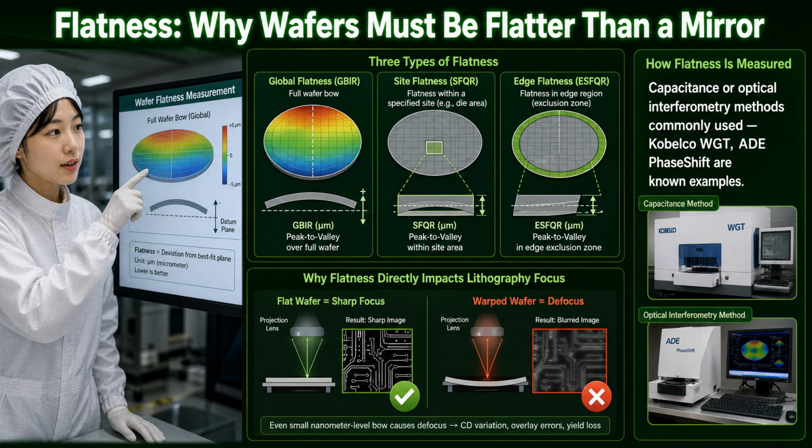Lithography equipment can only print circuits accurately at a precise focal point. If the wafer is even slightly warped, the focus shifts, and the circuit pattern becomes blurred or misaligned. As EUV lithography advances, flatness requirements are becoming even more stringent every year. Flatness is generally measured using capacitance or optical interferometry methods.